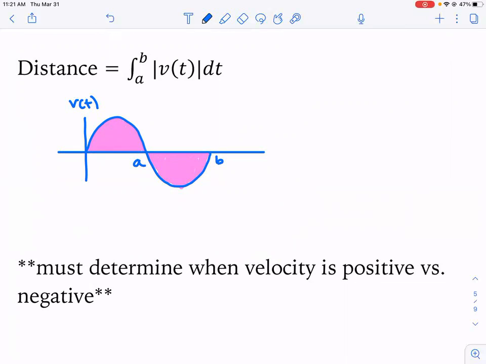So I drew a picture for us right here. I know that this has positive velocity right here, so we can have the integral from 0 to a of velocity and be fine. But this right here is negative area. So I'm going to subtract the integral from a to b of velocity, because if this is negative area, when I subtract it, it's going to become positive. So if I ask you to find distance traveled, we need to figure out where our velocity is negative, and we need to break up our integrals accordingly.